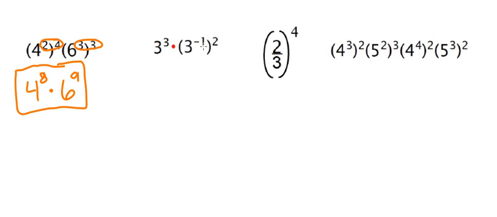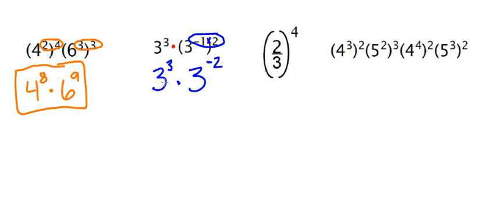So I know often, when I see a negative, I'm supposed to think about turning it into a fraction. But what I want to think about first is, can I use my rules? Because I don't want to think about turning it into a fraction until that last step. So if I use my power to a power rule, I can use that with negatives as well. So I end up with 3 to the third power multiplied by 3 to the power of negative 1 times 2, so 3 to the power of negative 2.